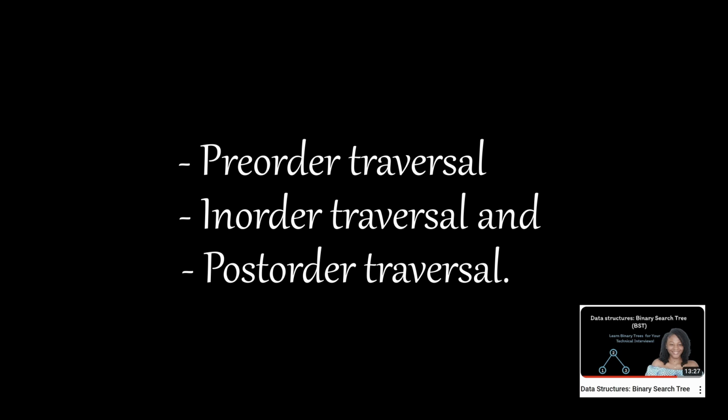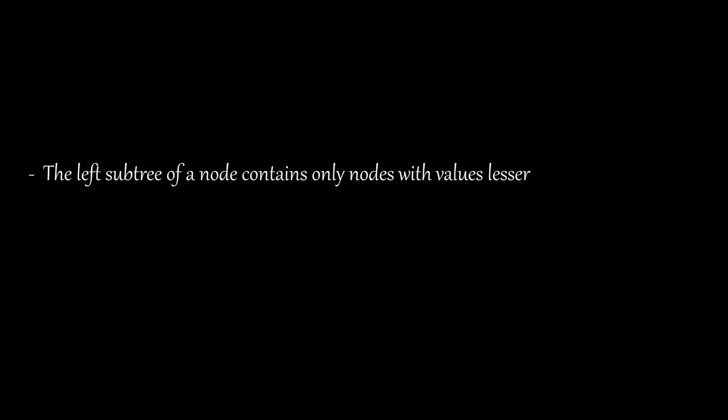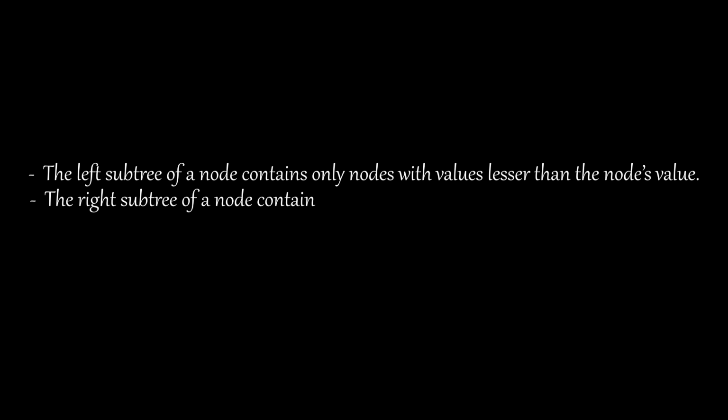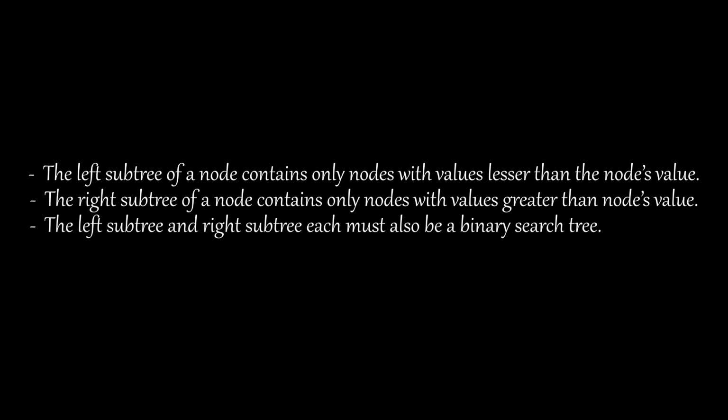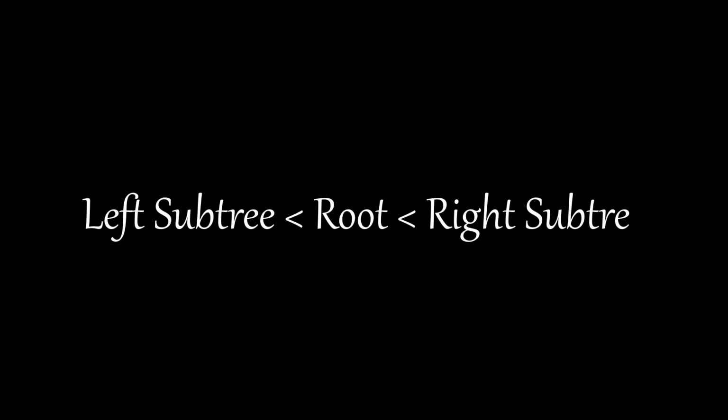So back to business. Recall that a binary search tree has the following properties. The left subtree of a node contains only nodes with values lesser than the node's value. The right subtree of a node contains only nodes with values greater than the node's value. The left subtree and the right subtree each must also be a binary search tree. So I will summarize by saying that the left subtree is less than the root node and the root node is less than the right subtree.